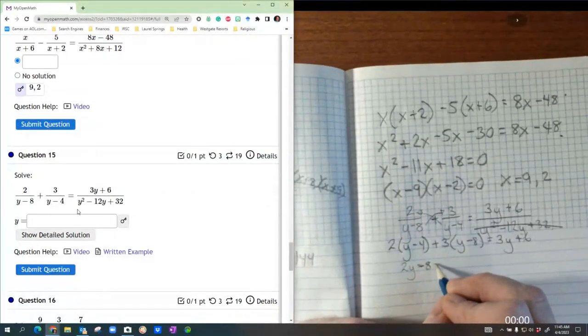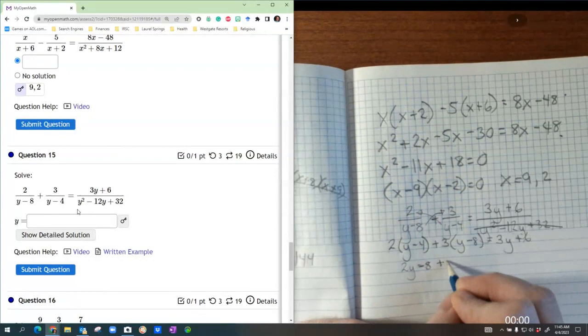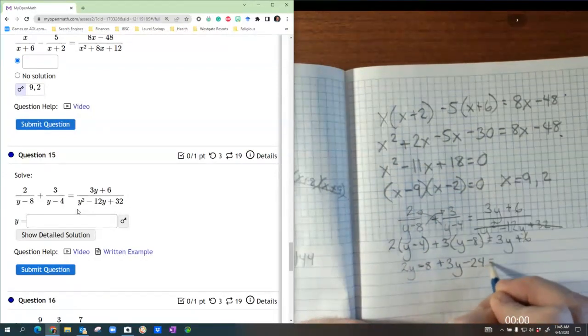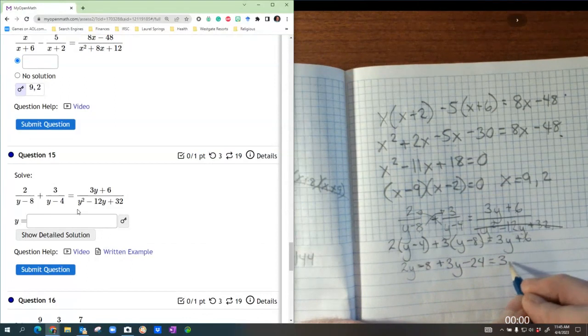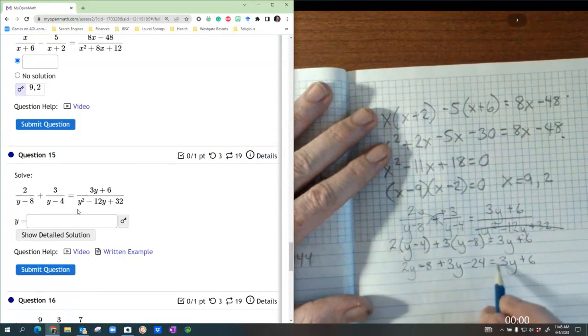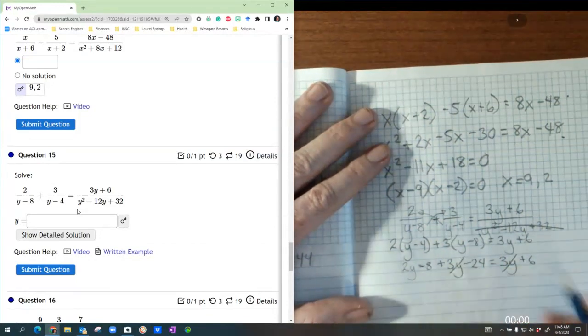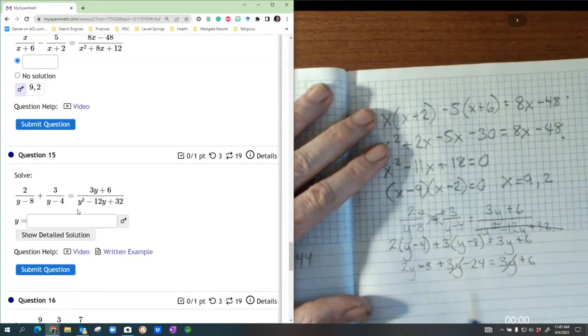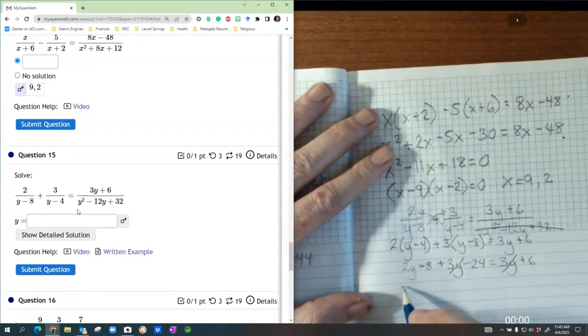Okay, now I have negative, I have then 3y. Okay, so I have this. And whenever I see 3y and 3y on opposite sides of an equal sign, you know what I do? I cross them out. And then I have negative 8, and then I have a negative 24. Okay, that gives me negative 32.